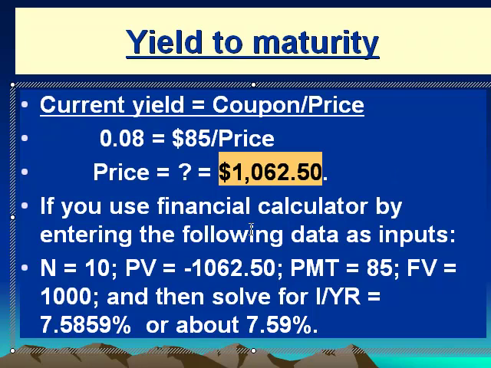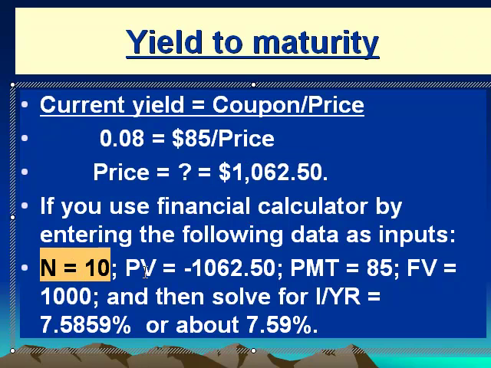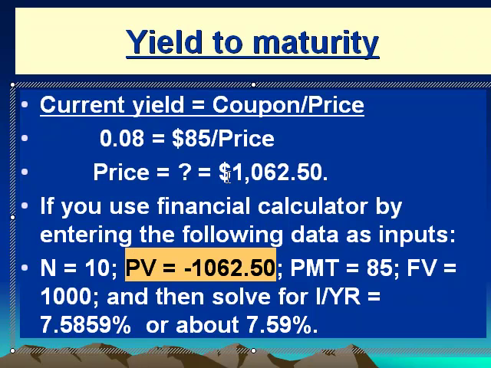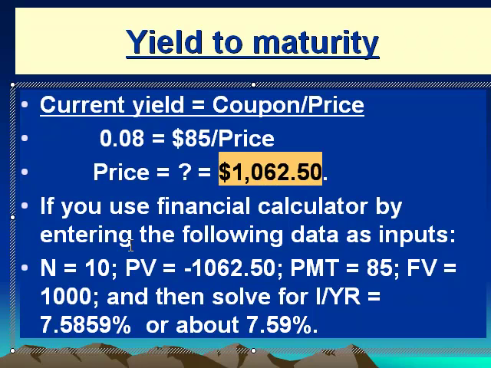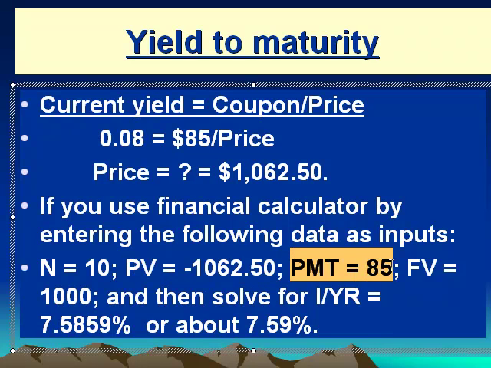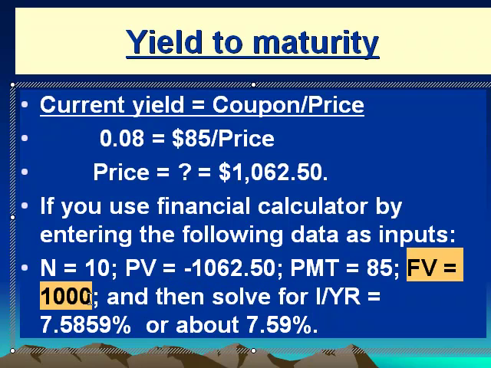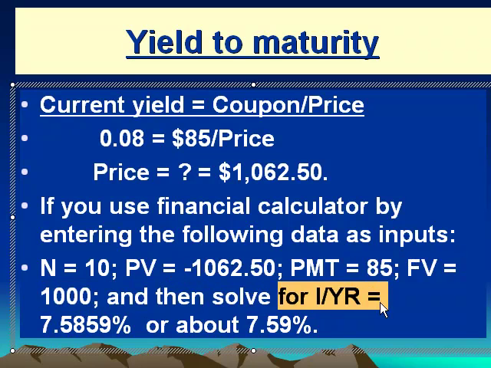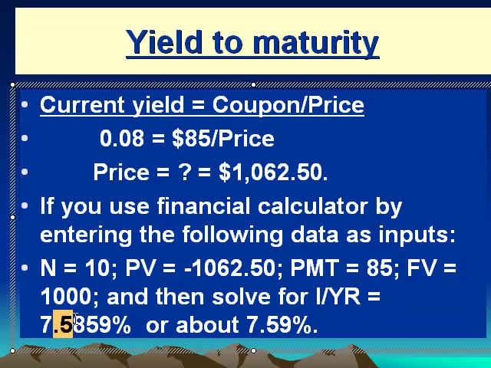So you click on the rate function in Excel. Enter your N as 10 periods. Present value is what you calculated right here, the $1,062.50 as a negative number. Payment is 85. That's what you're receiving every interest payment. Future value is 1,000. And then I'll solve for the interest that you're getting. You're getting about 7.58 or 7.59%.